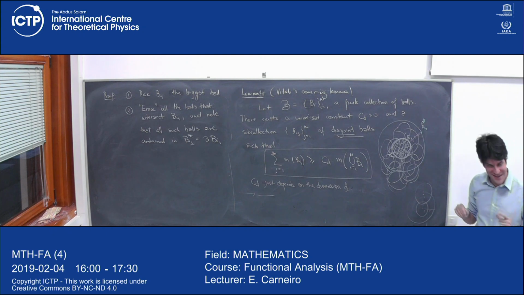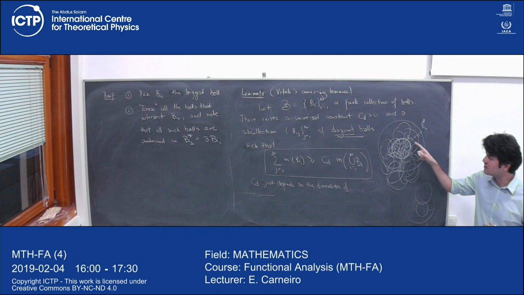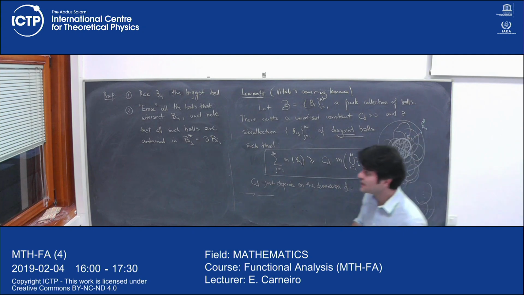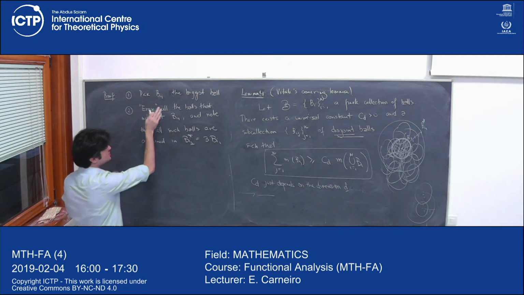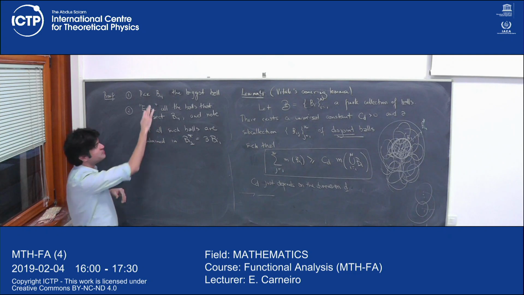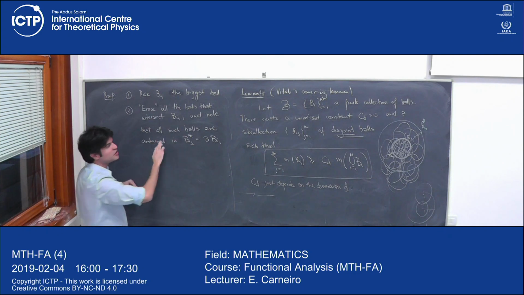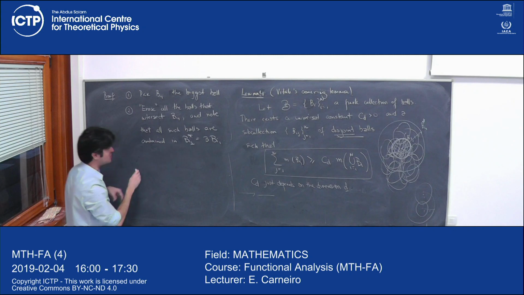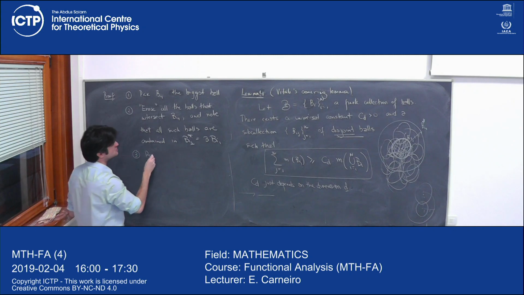You may think it's simple, but it's not. You see? This is almost obvious, right? But it's crucial that I took the ball with the biggest radius, okay? So all the other balls have radius less than or equal to R. Therefore, if they touch this one, they have to be totally inside ball B_{i_1} star. So this is your algorithm. Pick a ball, erase all the balls that touch it, and note that they're all contained in this B_{i_1} star. And then you repeat the process.